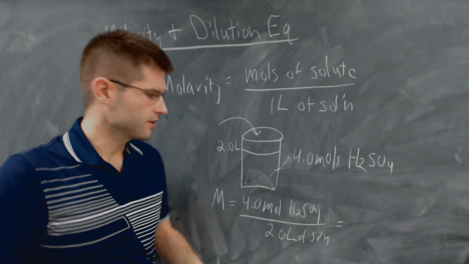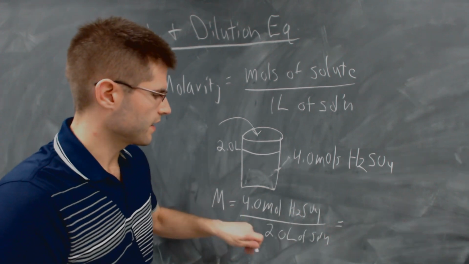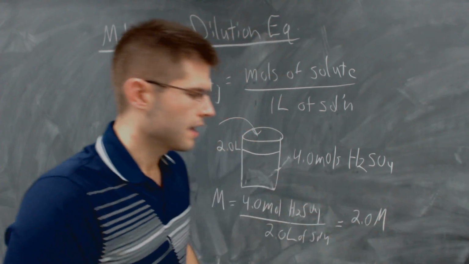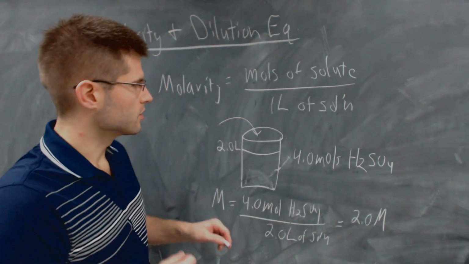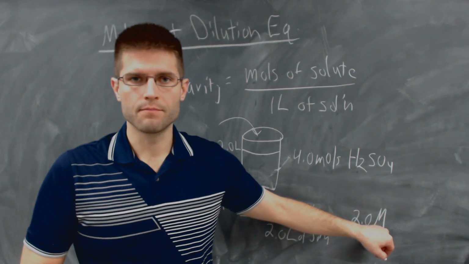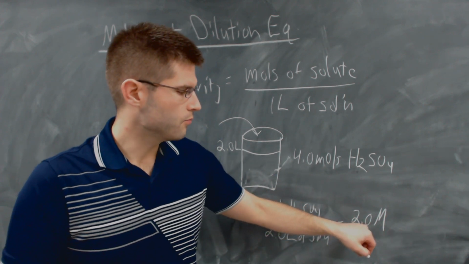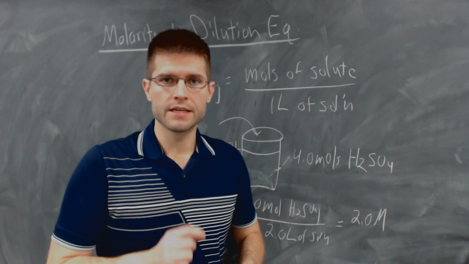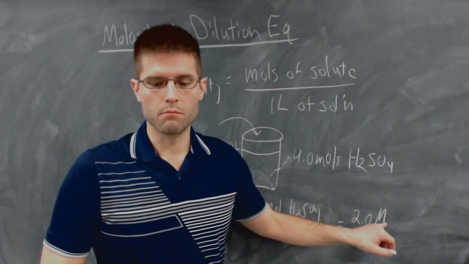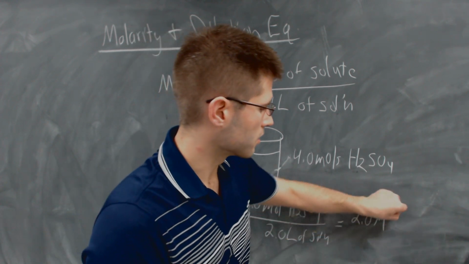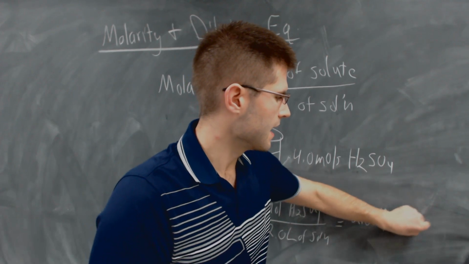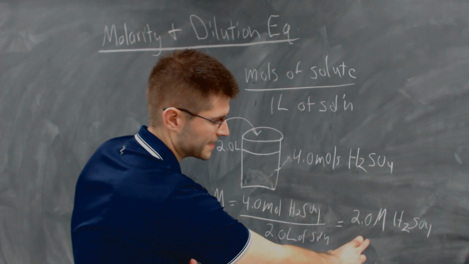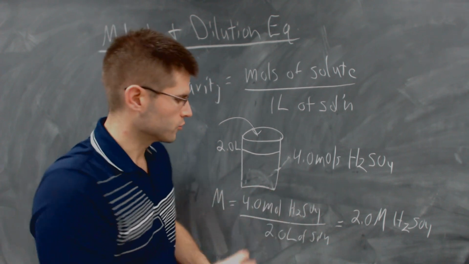We plug that into a calculator, or we can do this one in our head. 4 divided by 2 is just 2, so we get 2.0 capital M. The way to write molarity is with a capital M, and what we'll call this is 2.0 molar. So that capital M represents molarity. It also represents the word molar. So 2.0 molar H2SO4.